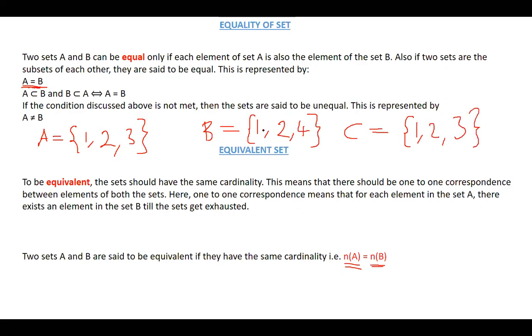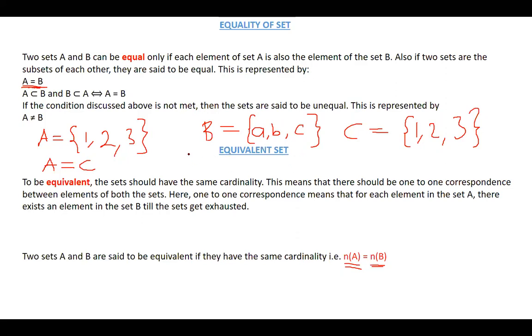So for me to know which sets are equal and which are equivalent here: when we are talking about the equality of sets, you don't look at the number, but you look at the kind of elements that are in set A and in set B. For simplicity's sake, set A is equal to set C, because the elements that are in set A are the same elements that are in set C.